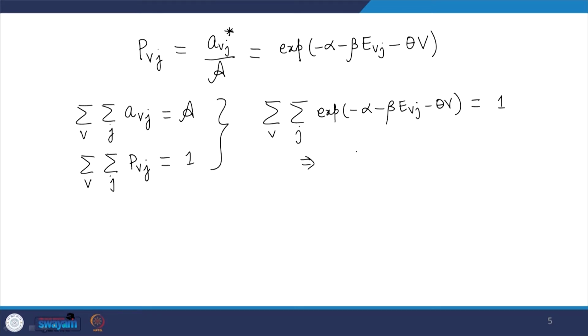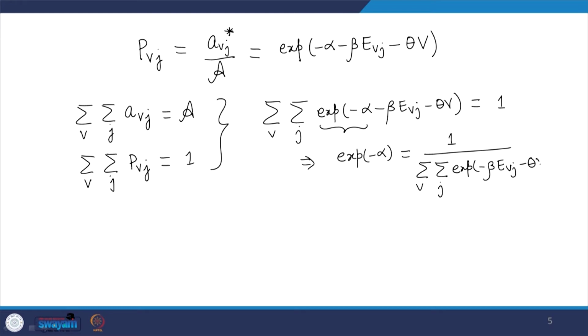So, therefore, since I can move this exponential of minus alpha outside, it does not depend on volume or J, that is equal to exponential of minus alpha is equal to 1 over summation of V, summation of J, exponential of minus beta E_VJ minus theta V. So, if I put this thing right here, what we have is exponential of minus beta E_VJ minus theta V by summation of V, summation of J, exponential of the same quantity.